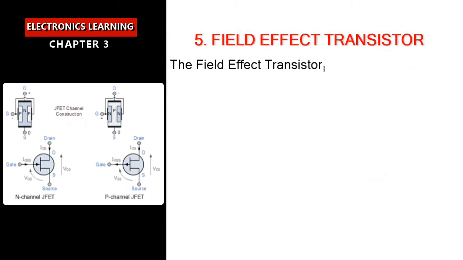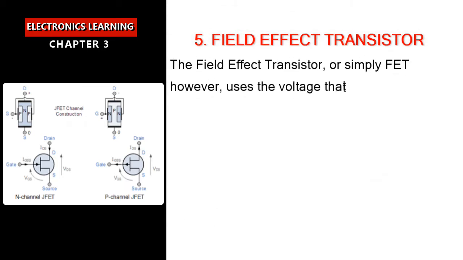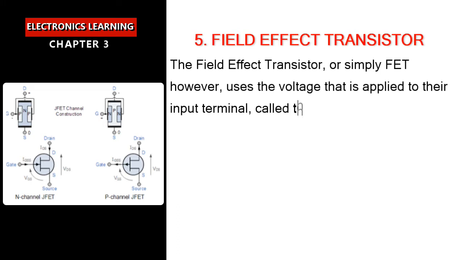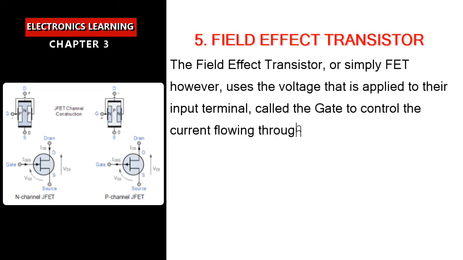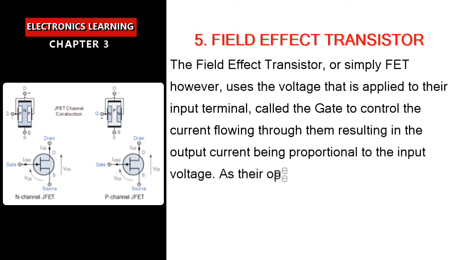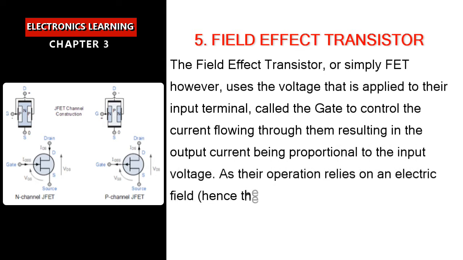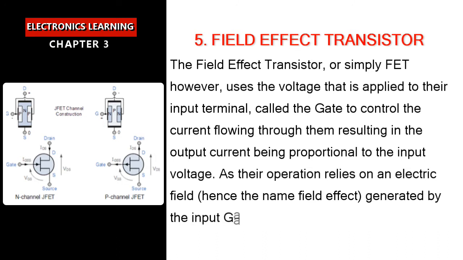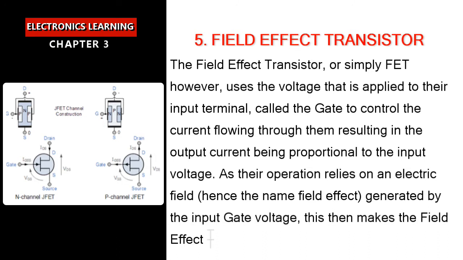The field effect transistor, or simply FET, however, uses the voltage that is applied to its input terminal, called the gate, to control the current flowing through it, resulting in the output current being proportional to the input voltage. As their operation relies on an electric field, hence the name field effect, generated by the input gate voltage, this makes the field effect transistor a voltage-operated device.